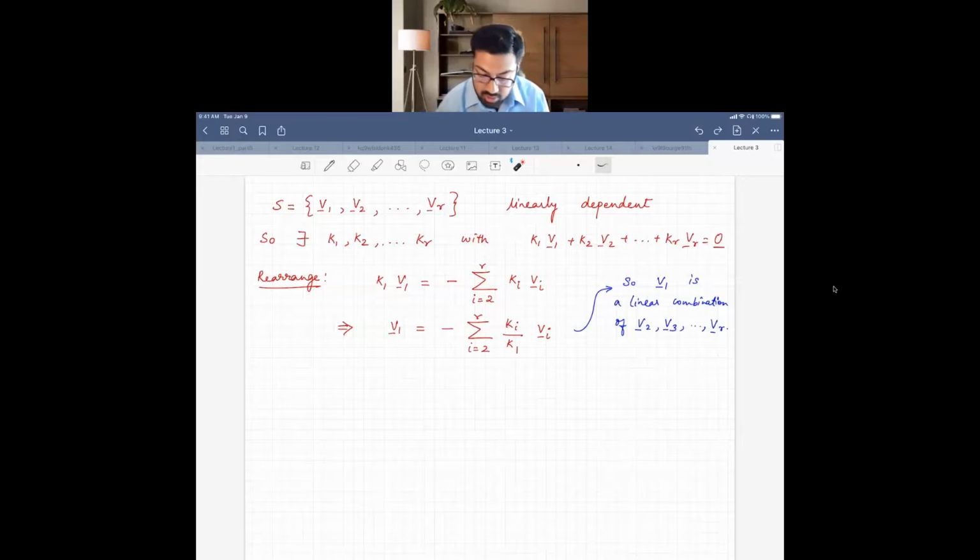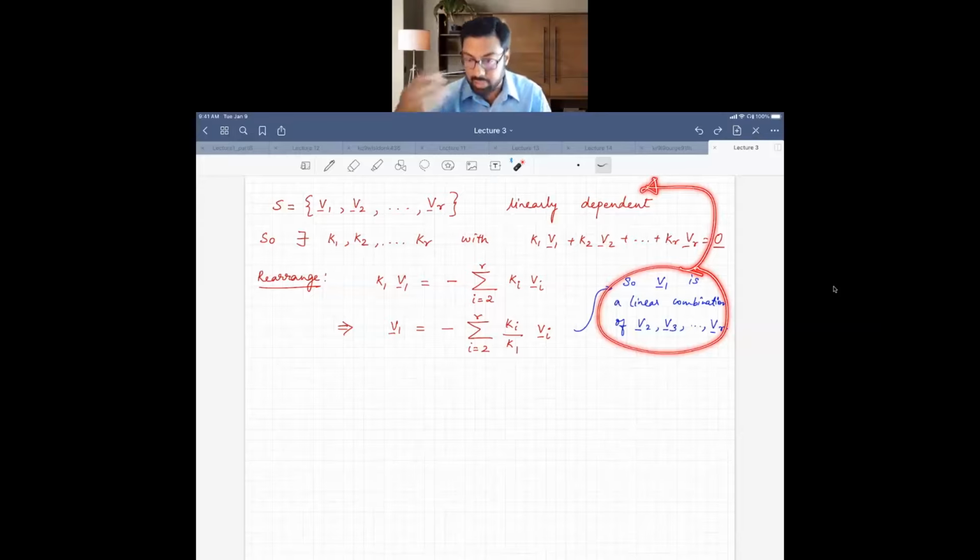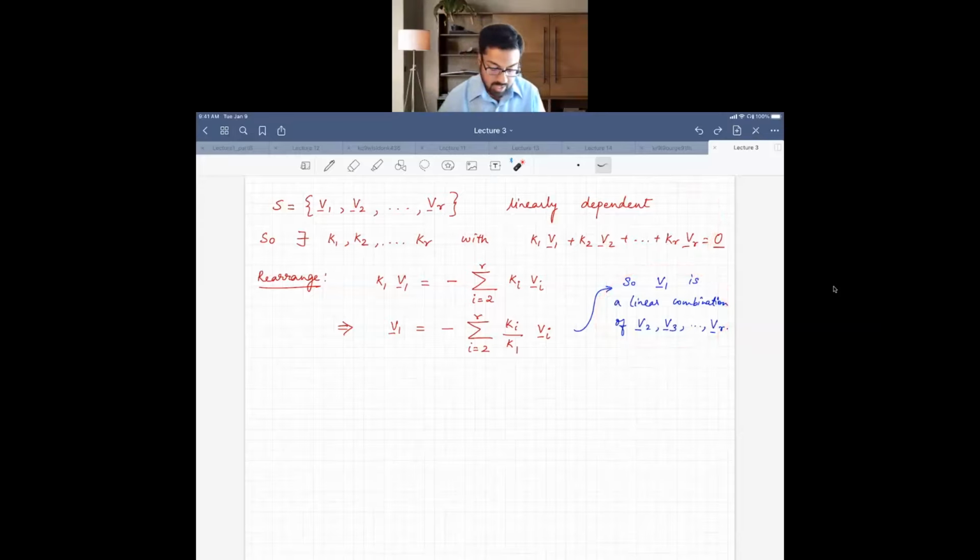So this is to say what? If you have a linearly dependent set of vectors, then you will be able to do this. You will be able to express one vector as a linear combination of the others. But the other question is, if you are able to express a vector as a linear combination of others, is it linearly dependent? Like the other way, is it true as well? Let's try to prove that right here.